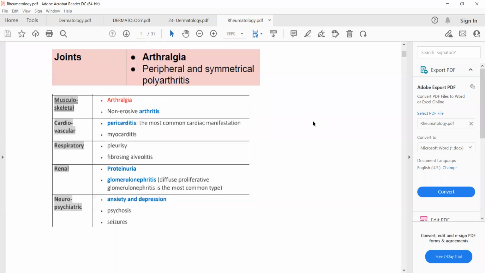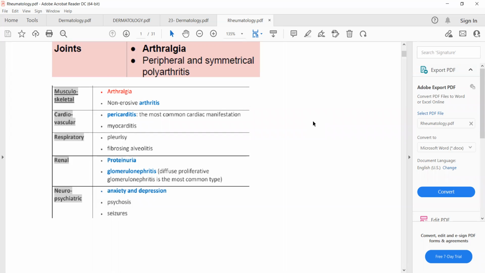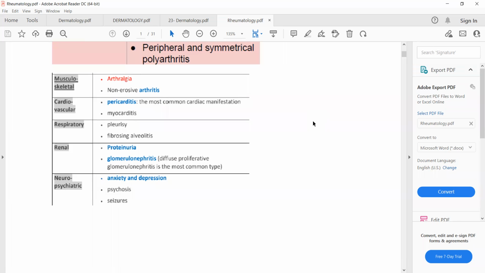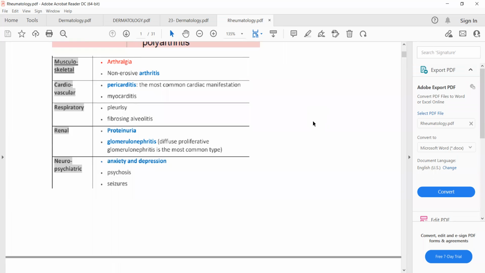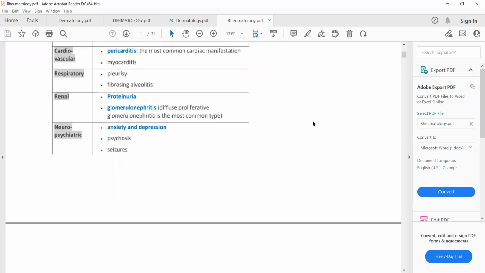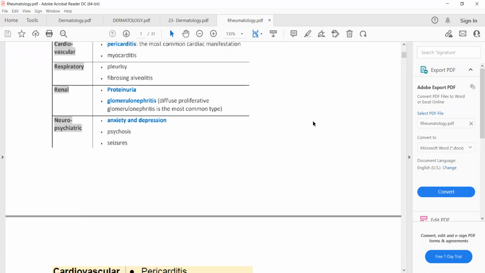Now, musculoskeletal manifestations. They include arthralgia and peripheral and symmetrical polyarthritis. In symmetrical polyarthritis, many joints will be affected and it will be symmetrical. Joints on both sides will be affected. Now we can start from the head, and that is in the brain, it can cause cerebritis, which will result in anxiety, depression, psychosis, and seizures. And also there is hair loss as well.